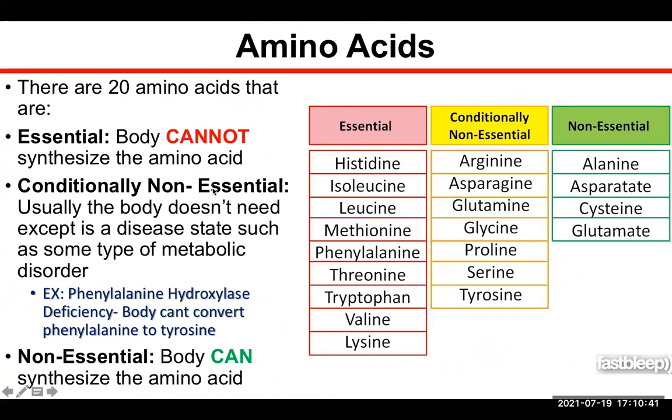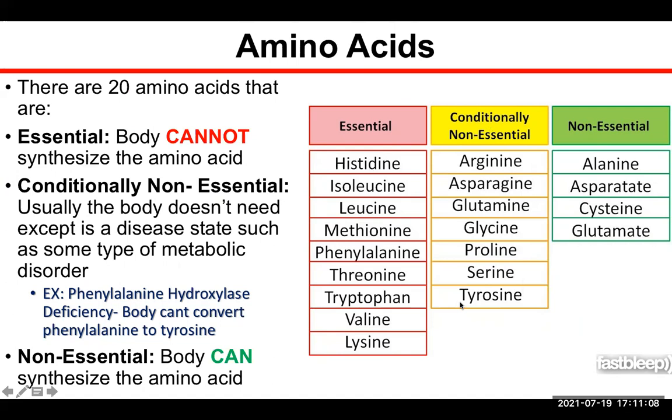Now, conditional non-essential amino acids, they're ones that your body typically doesn't need, but if your body is in some kind of disease state, and this is typically going to be some kind of metabolic disorder, then you're going to need to consume some of these. And one of the prime examples of this kind of conditional non-essential amino acid is going to be tyrosine.